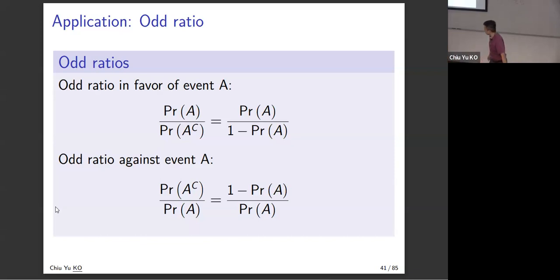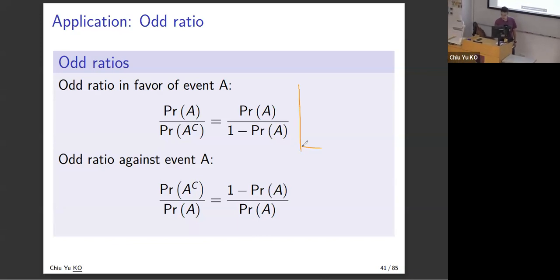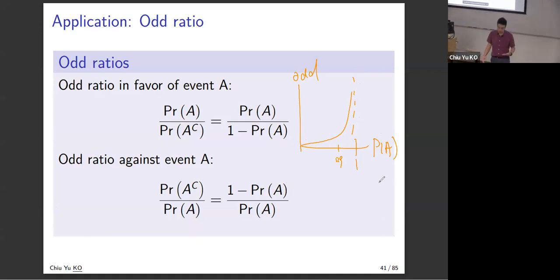If you try to plot it in the diagram, the odds ratio against the probability of A, where 1 is here, something like this. Okay? And the odds is simply, I mean, this is very small, I think up to 0.9 or something like that. It's simply a transformation, another way to tell the same thing. And why you would consider the odds ratio is because the odds ratio is still used in the betting or gambling industry.